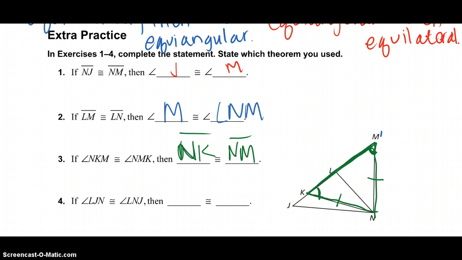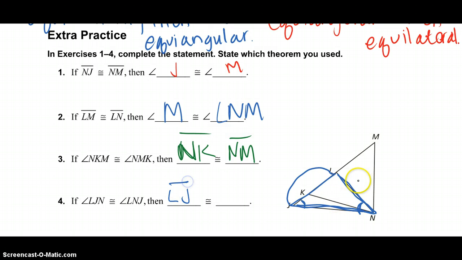Okay, and then lastly we have number 4. It says if angle LJN, so LJ to N is right here, is congruent to LNJ, L to N to J, so I'm ignoring that line that has K attached to it, and I'm looking at this big triangle right here. Then I know if those two base angles are congruent, I know the distance from L to J is congruent to L to N.